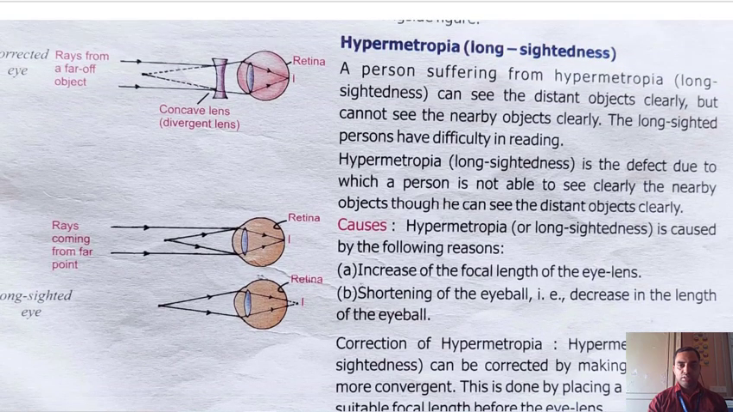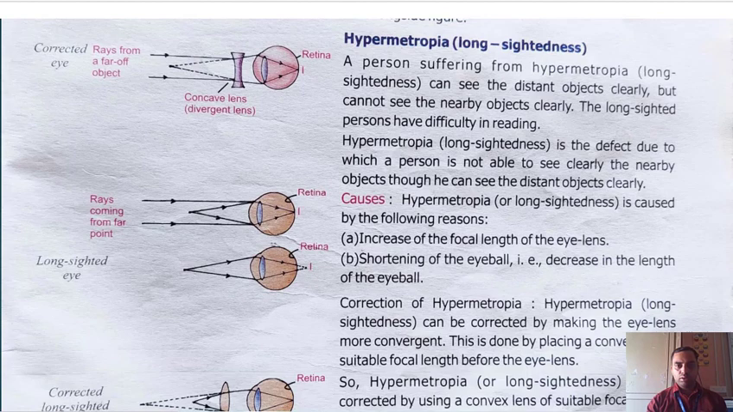Now our next case is hypermetropia, or long-sightedness. This is the opposite of myopia. In myopia, what happens? The person suffering from myopia is able to see an object which is nearby him or her, but is not able to see an object which is far away. In case of hypermetropia, the person is able to see the object which is far away, but is not able to see the object which is nearby him or her.